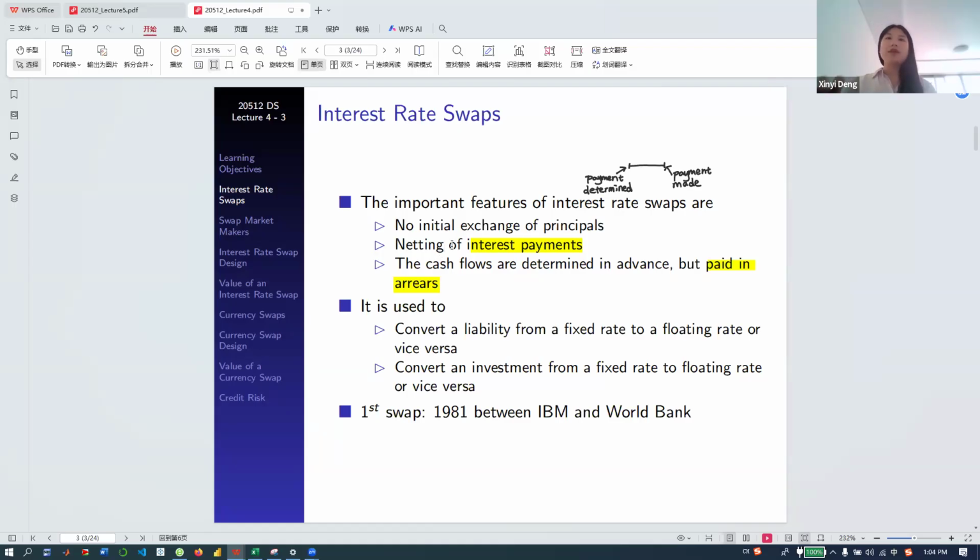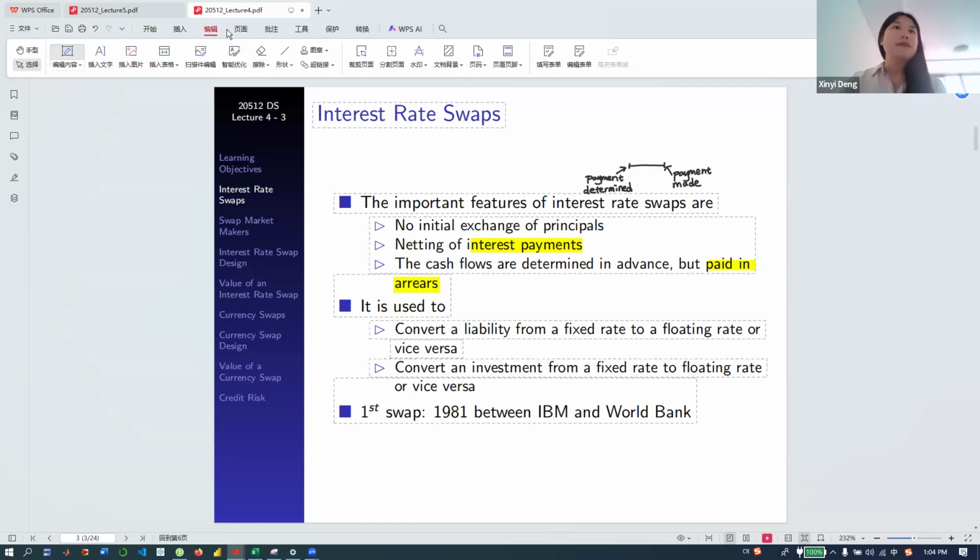So what happens is that you don't exchange the principal, and you only exchange the difference of the interest payments. Also, the cash flows, those interest payments, are determined in advance. If you look at this timeline here, of course, this is only part of the timeline.